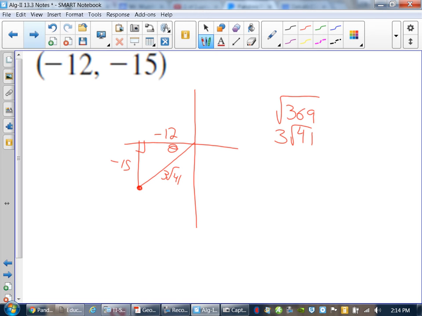41 is prime, so it wouldn't take you long to figure that out. I mean, you'd be able to take out the 3s right away. Unless you don't realize that 41 is prime. That would be a big issue. That would be a problem, yes.